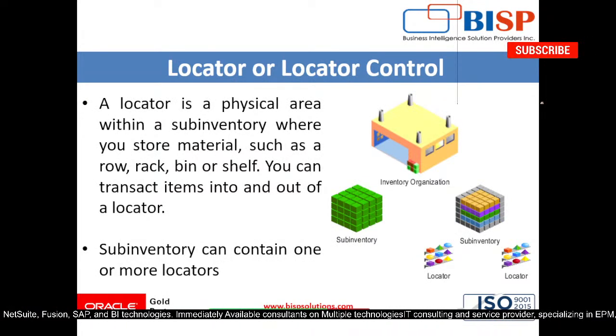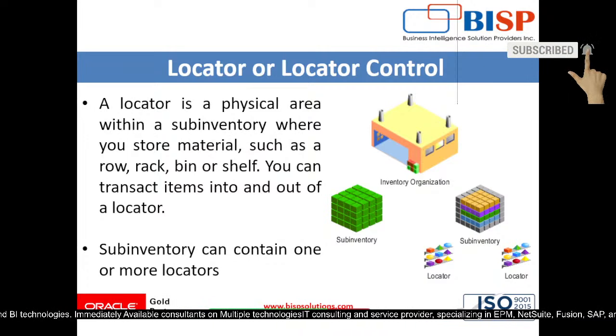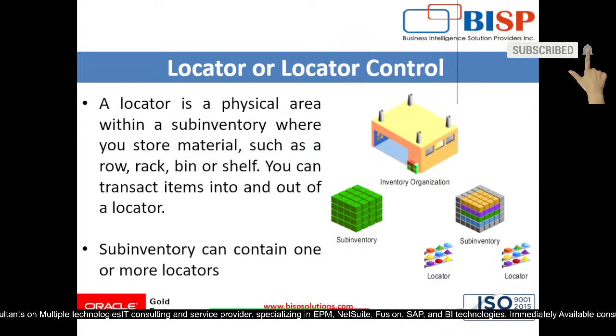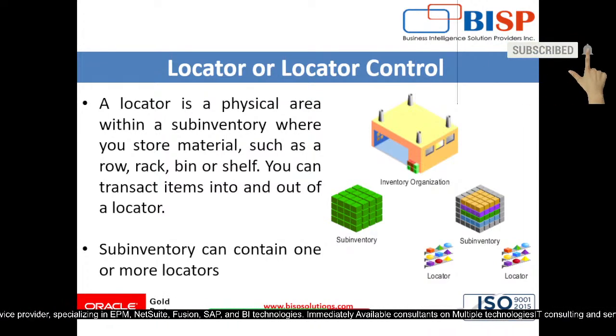A locator is a physical area within a sub inventory where you store the material, or a specific area such as row, rack, bins, shelf. These are the areas in our inventory, right? In any inventory we have the sub inventories. Under the sub inventories we can create multiple rows, racks, bins for our item as a locator.